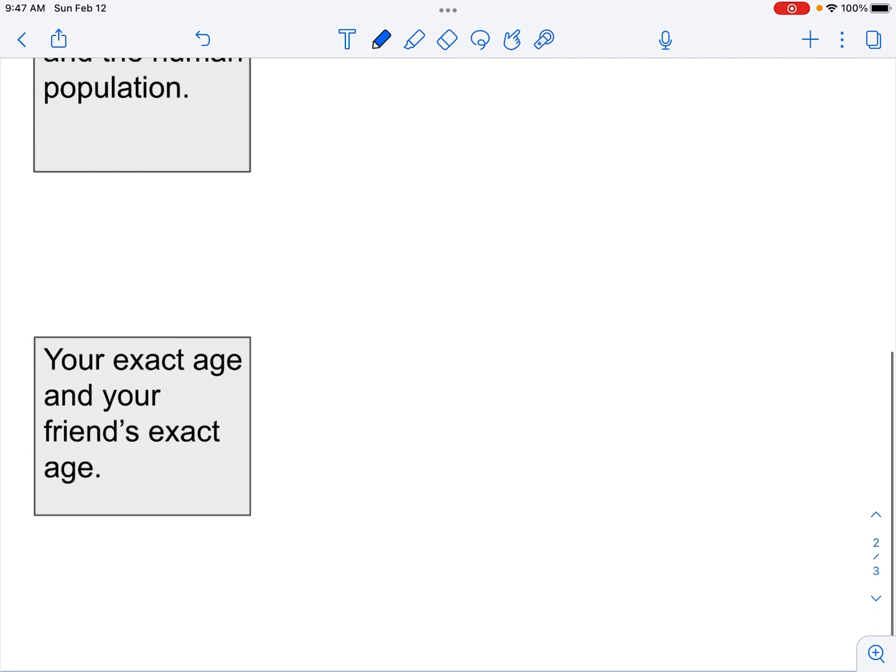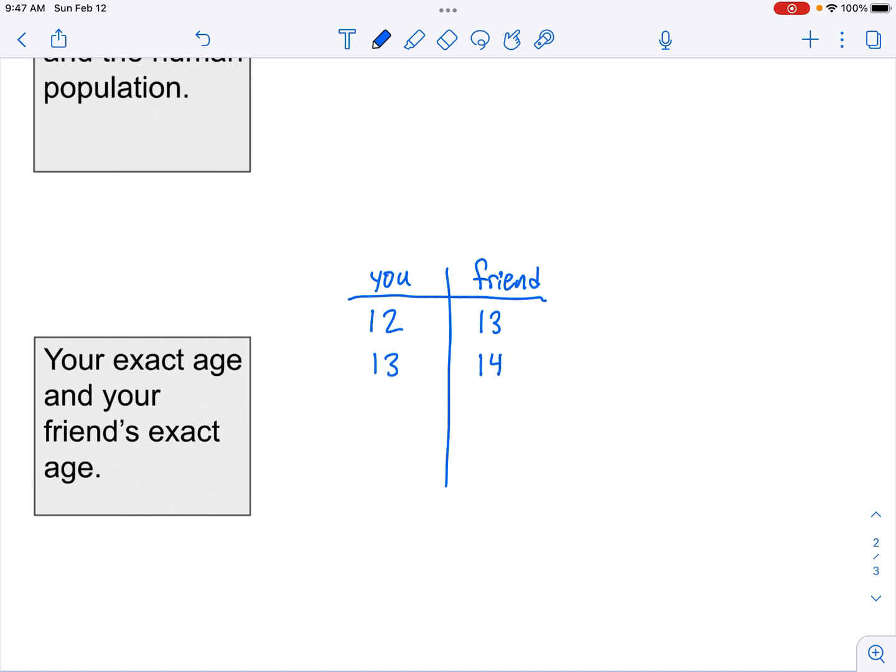Okay. Finally, your exact age and your friend's exact age. Okay, let's assume your age is 12 and your friend's age is 13. You, friend. Let's look at next year. Next year you will be 13, they will be 14. In 20 years you'll be 23, they'll be 24.